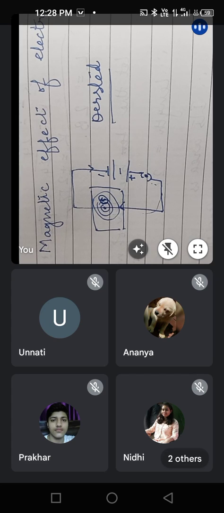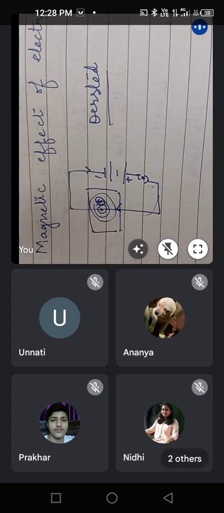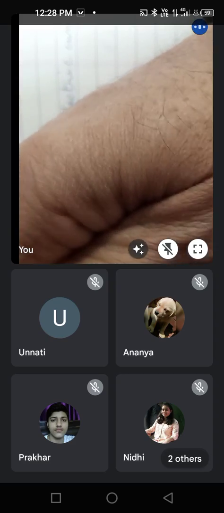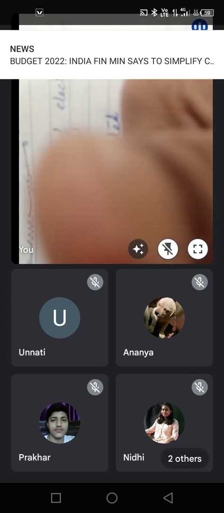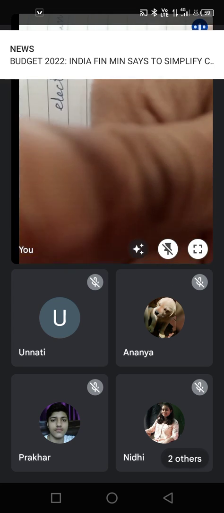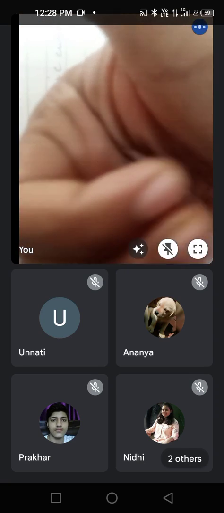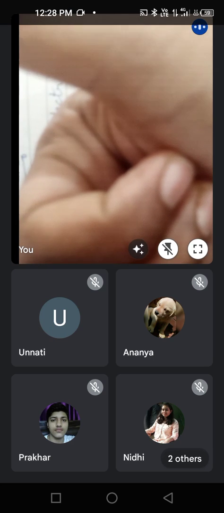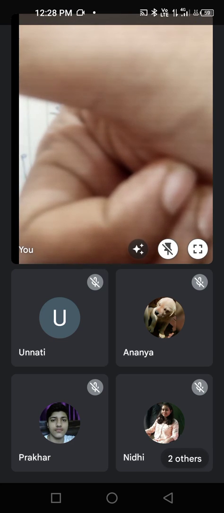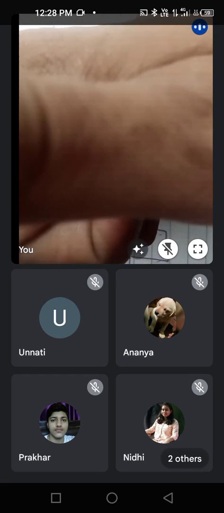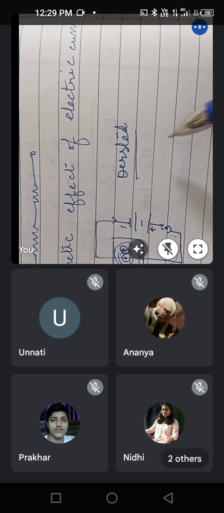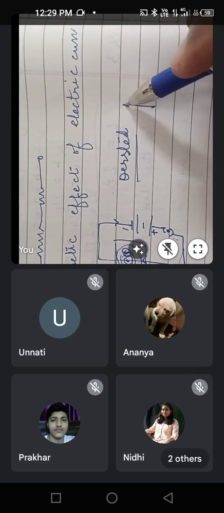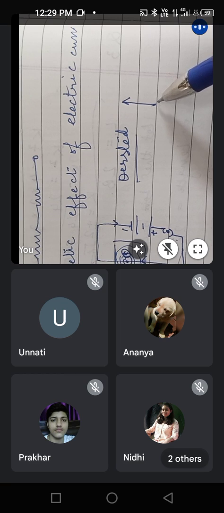If the thumb points towards the direction of the current, like this way, you can see the thumb points towards the direction. Thumb is pointing upwards towards you. Then the curl of the fingers, this direction, points towards the direction of the magnetic field. So the thumb points upwards, then the magnetic field will be in this direction.